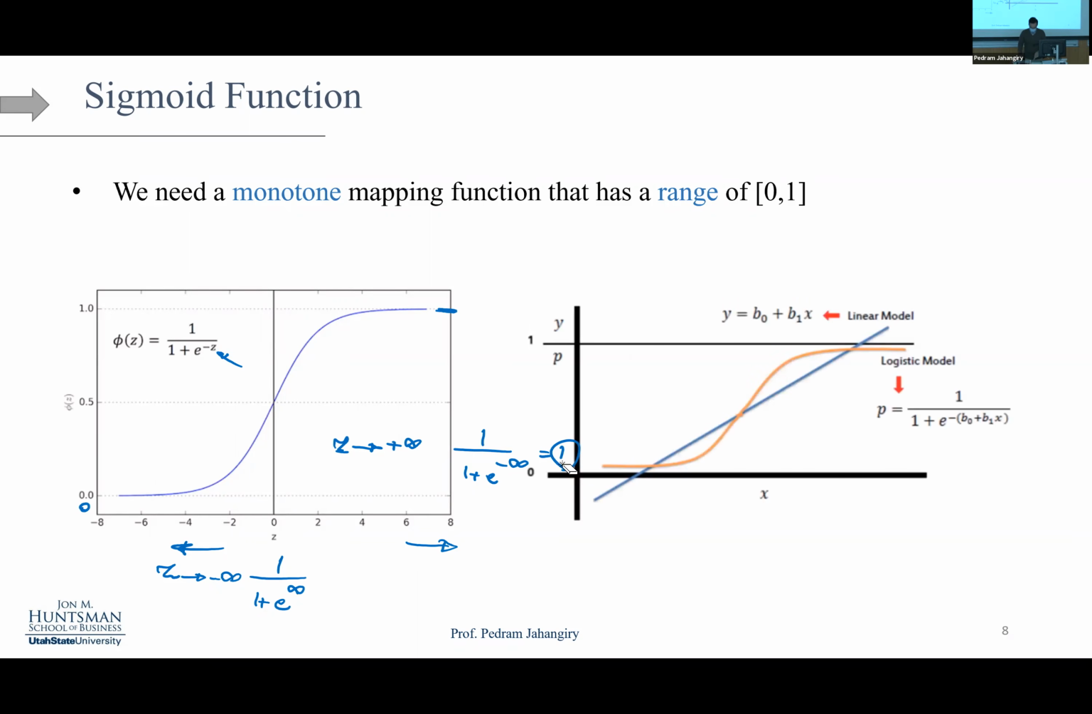And this is what logistic regression is using. So logistic regression is using the sigmoid function. We call it logit in short. And basically, it's going to transform this line, the linear probability model, to this line.